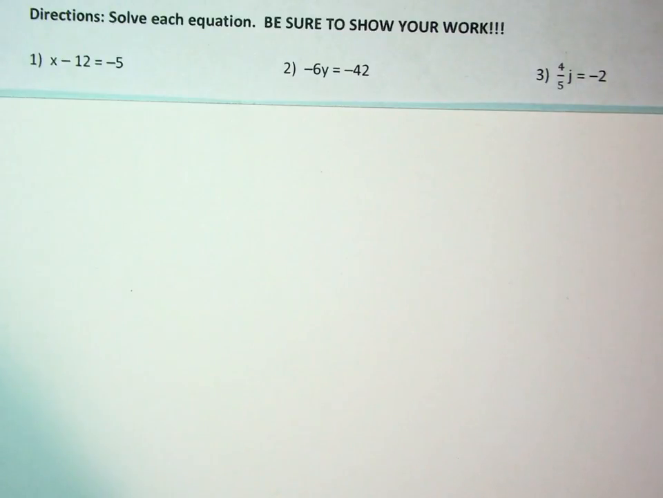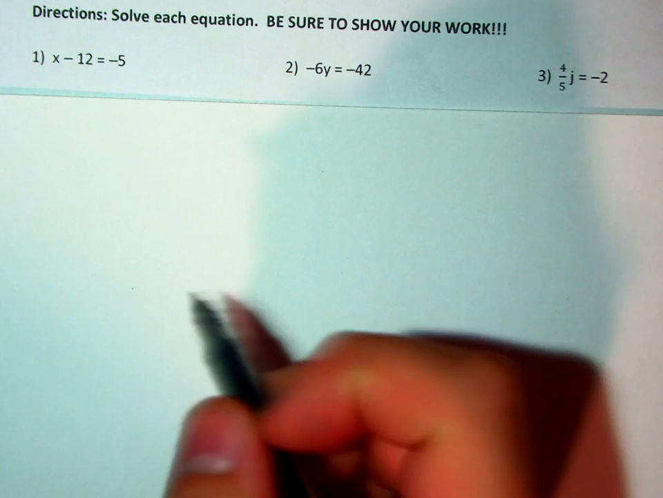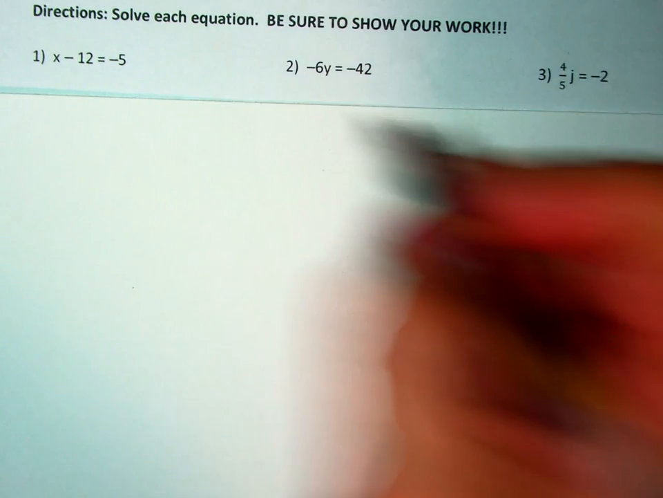Today in class we discussed solving one- and two-step equations. And we worked off what we learned yesterday after having solved one-step equations. And one of the key features to solving two-step equations was recalling our order of operations.